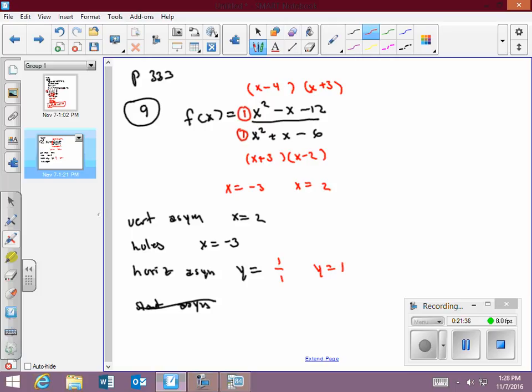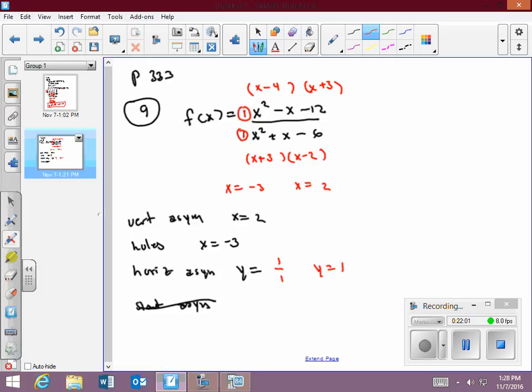Okay. So is that good? If I gave a problem like this, I would be asking for vertical asymptotes, holes, and horizontal asymptotes. Do you think you could handle that kind of problem?